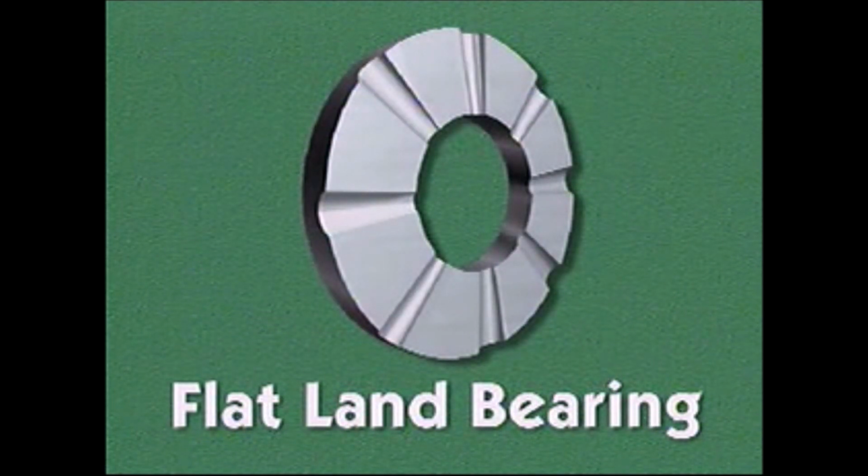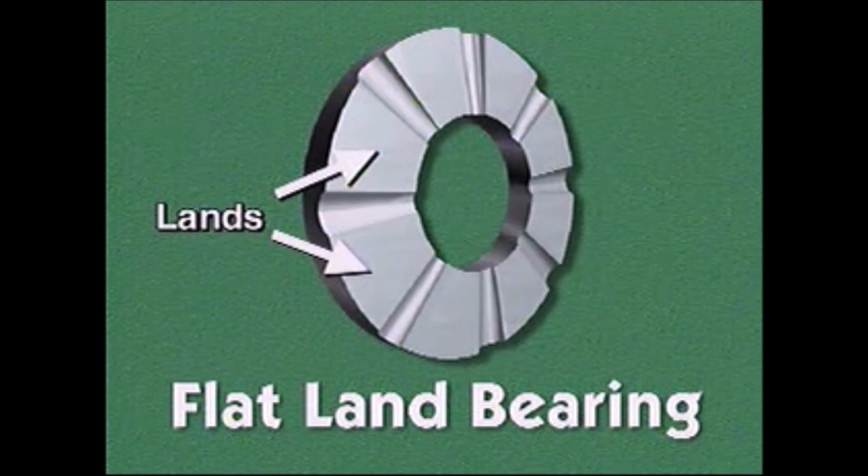This flat land bearing is one of the simplest types of thrust bearings. It is a solid piece with no movable parts. Grooves in the bearing divide it into sections called lands.